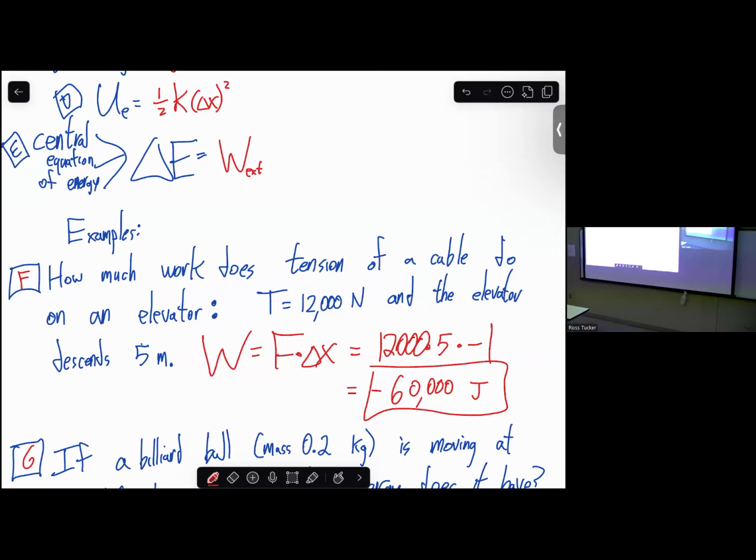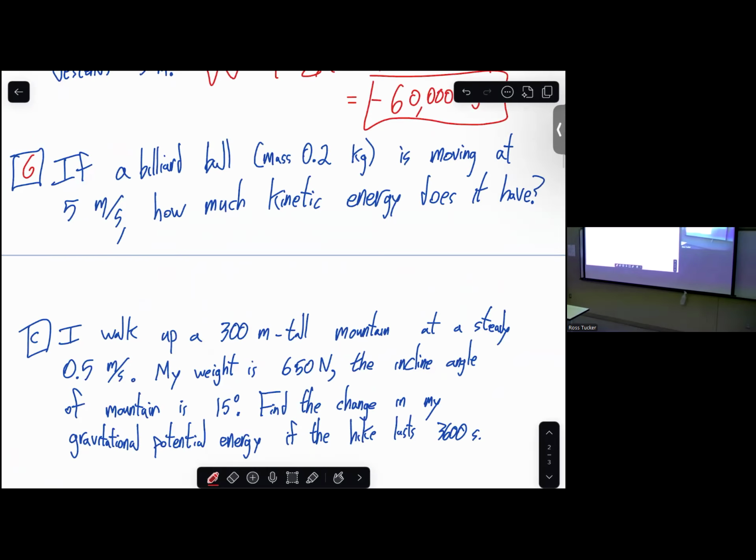Okay, if a billiard ball is moving at 5 meters per second, I can find kinetic energy with my good old trusty equation, half m v squared.